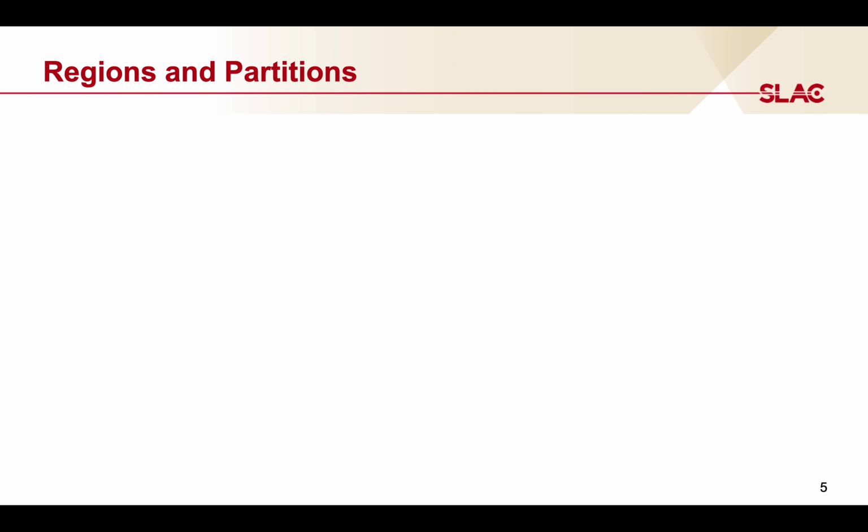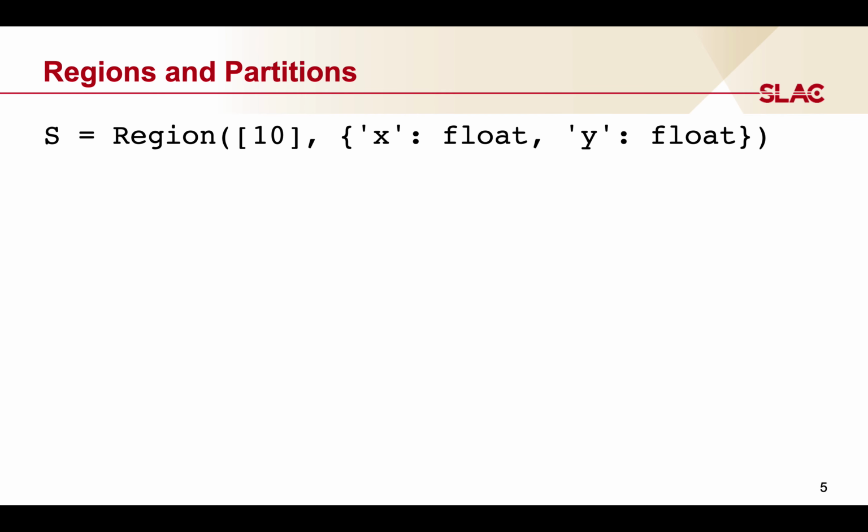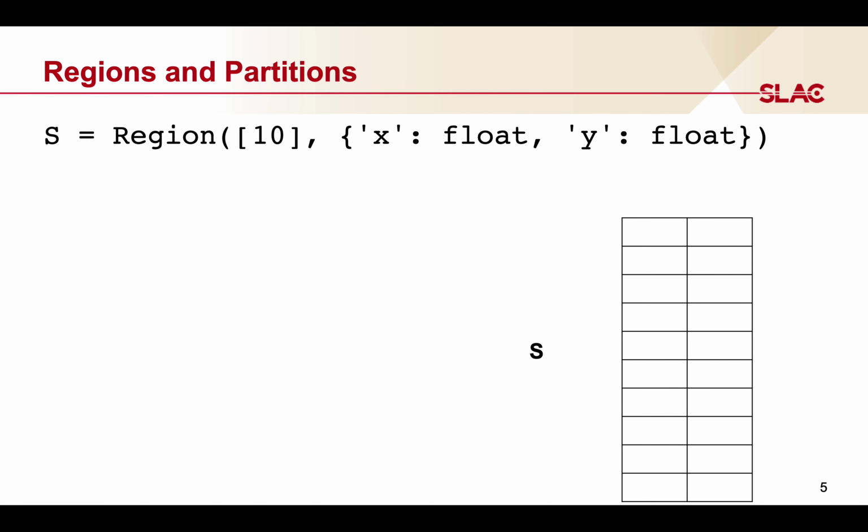So I'm going to talk a little bit about the Pygion programming model, and then after that I'll talk briefly about the optimizations. So in Pygion, typically what you want to do is start by creating some data, and how we do that in Pygion is with something called a region. A region is essentially a table. You can think of it as being like a database table or similar to a pandas data frame, and it has some rows and some set of columns.